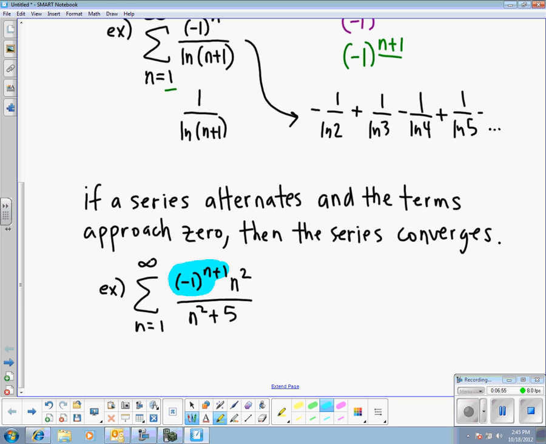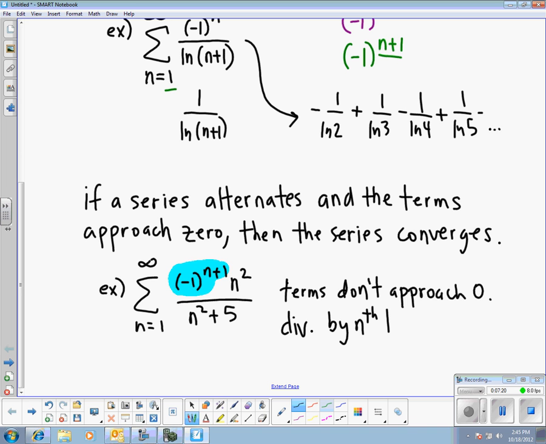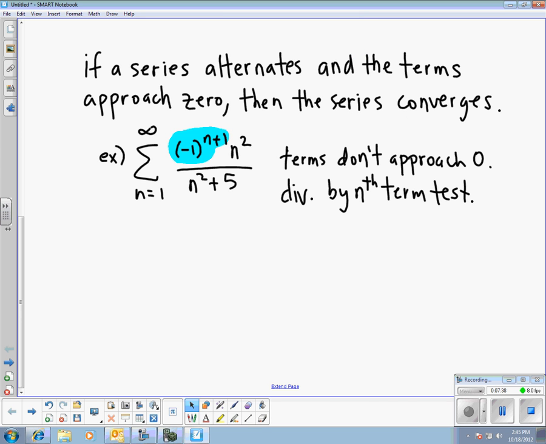And what does that tell you? Well, those are both quadratic. They both have a coefficient of 1. So these terms don't approach 0. They approach 1. Whether they're alternating or not, it doesn't matter. They're not going to 0. So this diverges by the nth term test. Okay? It does not converge or diverge by the alternating series test, because the first screening process you have is it's got to approach 0. If it had approached 0, then instantly it alternates, it approaches 0, the whole thing converges.